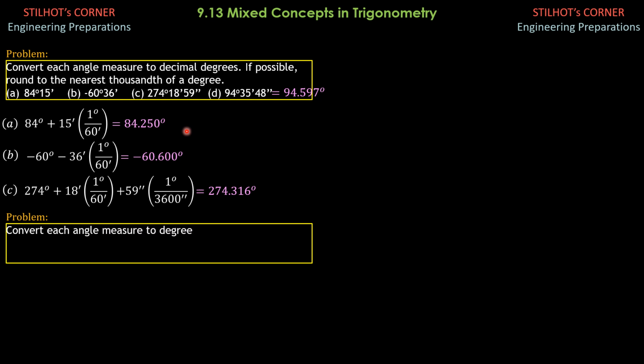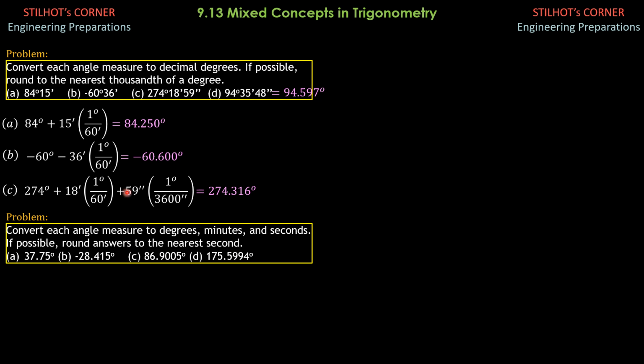Convert each angle measured to degrees, minutes, and seconds. If possible, round answers to the nearest second. So this is the vice versa of the preceding problem. So let's convert this to degrees, minutes, and seconds. So 37 degrees, then plus 0.75 of a degree times 60 minutes per degree.